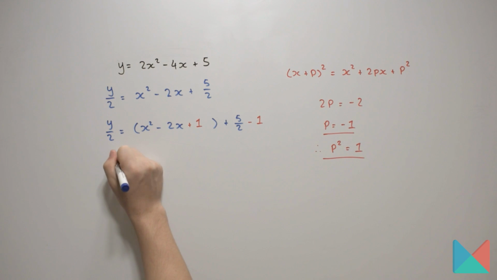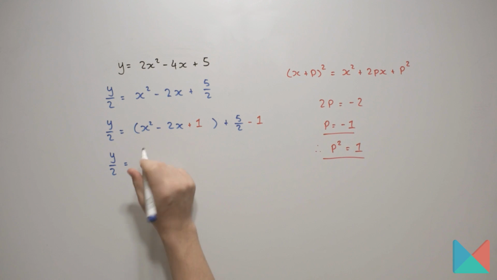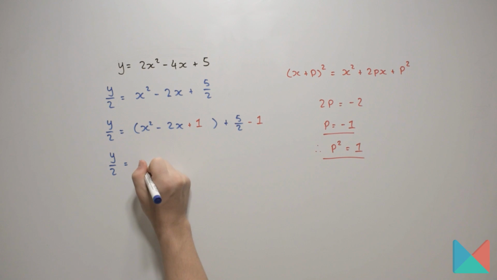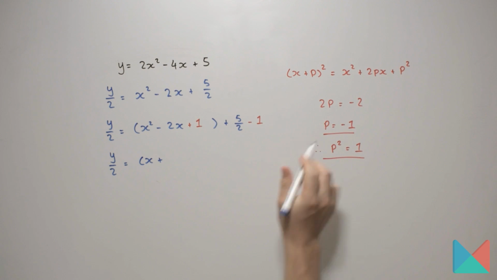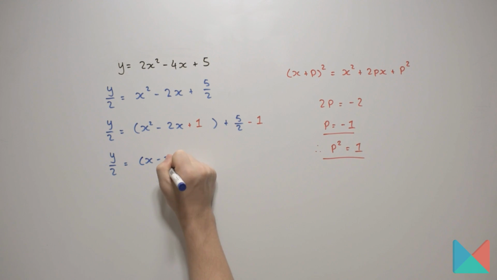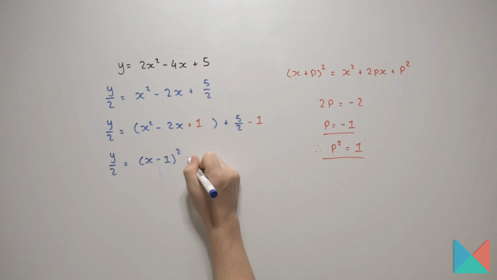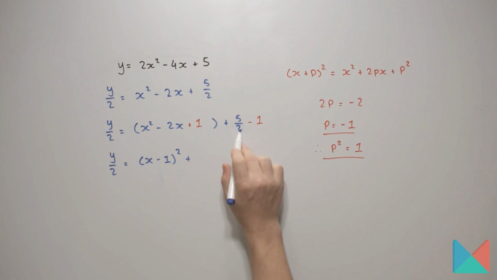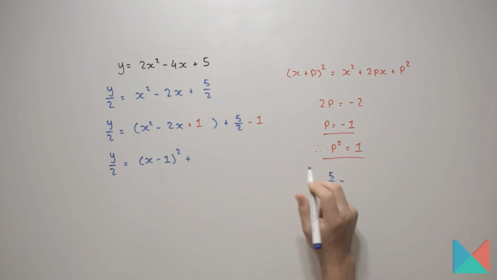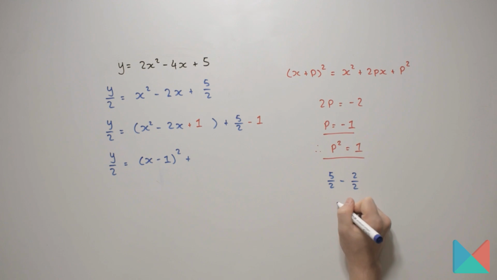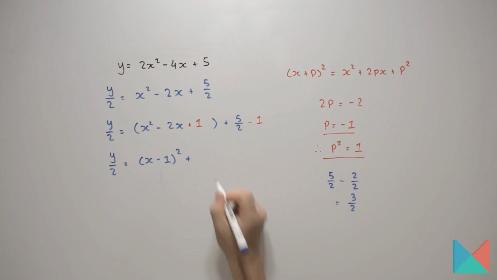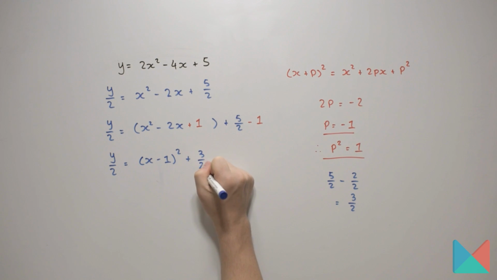So we get y divided by 2 is equal to, now this expression simplifies into the form x plus p squared. So we have x plus, and p was negative 1, so we'll have x take 1, squared, and then we have plus 5 over 2 take 1. So let's do that to the side. We have 5 over 2 take 1, which can be rewritten as 2 over 2, and this is going to be 5 take 2, which is going to be 3 over 2. And so we have plus 3 over 2.